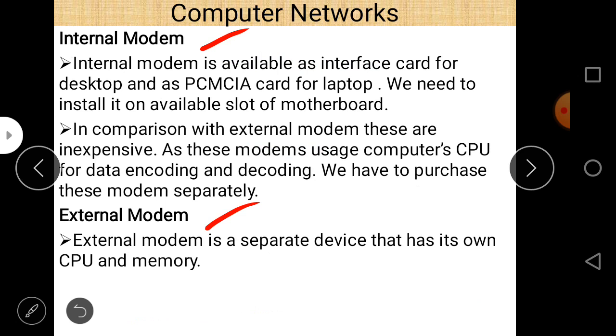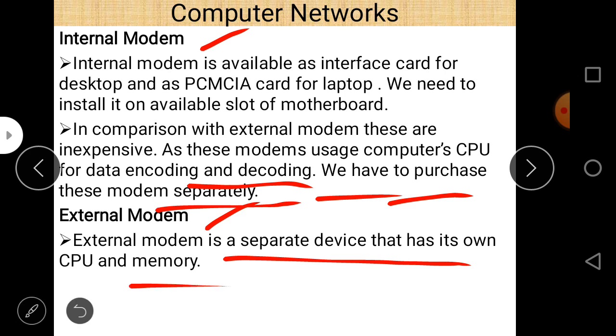In comparison with external modem, these are inexpensive, as these modems use the computer CPU for data encoding and decoding. We have to purchase these modems separately. An external modem is a separate device that has its own CPU and memory.